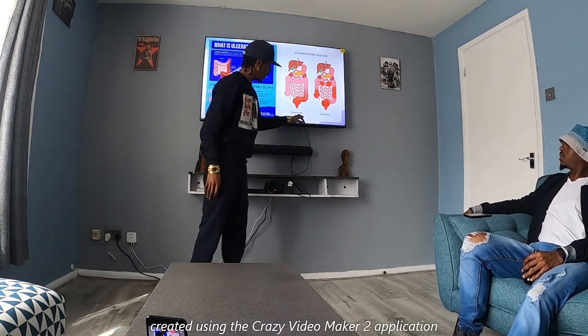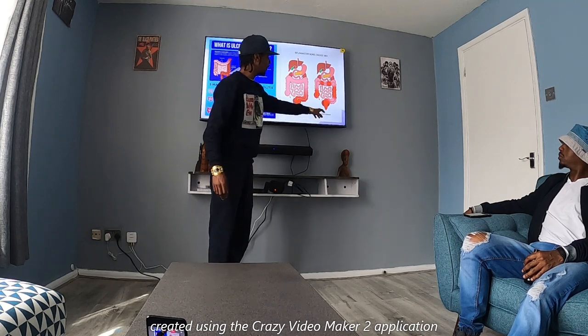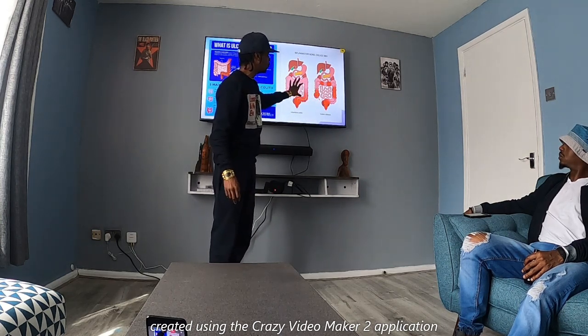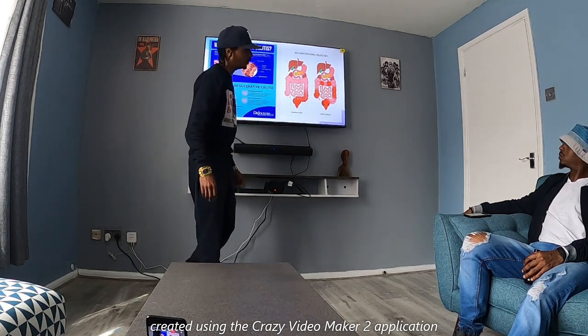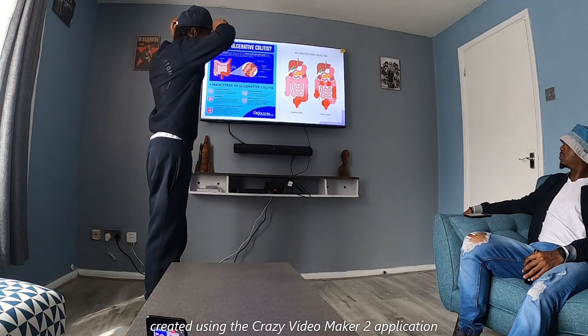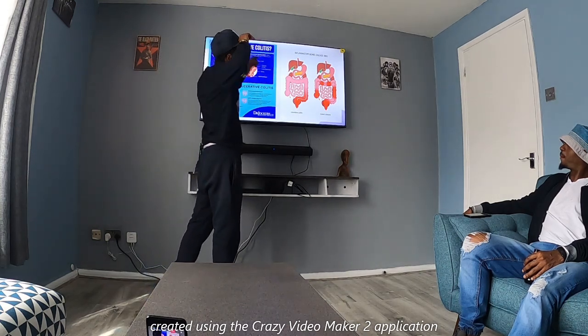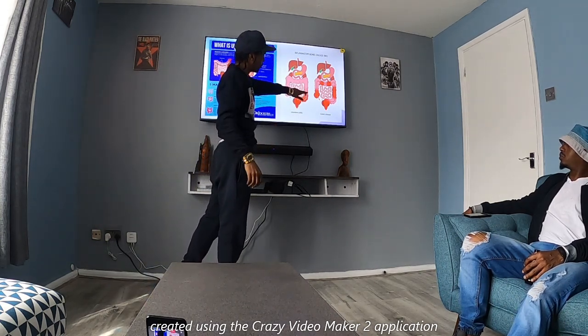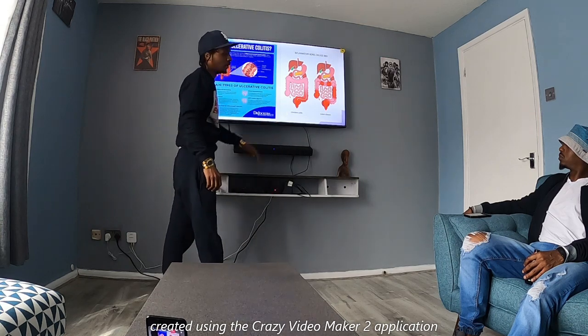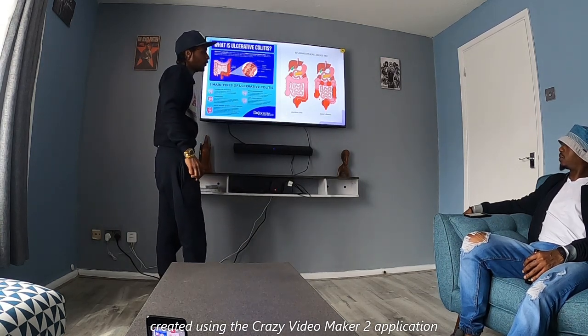I'm showing you two different forms of inflammatory bowel disease. So IBD. As you can see where this occurs, it can travel all the way throughout your colon if you don't treat it in time. So that's mad. Let's go.